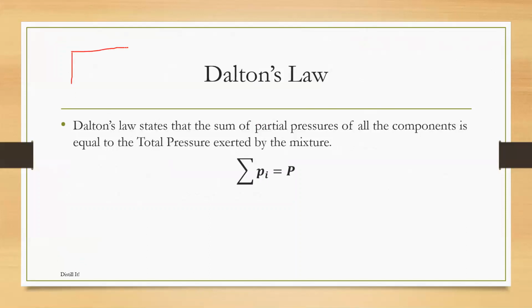So let's assume we have a gaseous mixture containing A, B, C. Now, as I told you, we can calculate the partial pressure only by changing the number of moles in the ideal gas equation. Rest all can be the same. So partial pressure of A is going to be NART by V. Partial pressure of B is going to be NBRT by V. And finally, partial pressure of C is going to be NCRT by V.